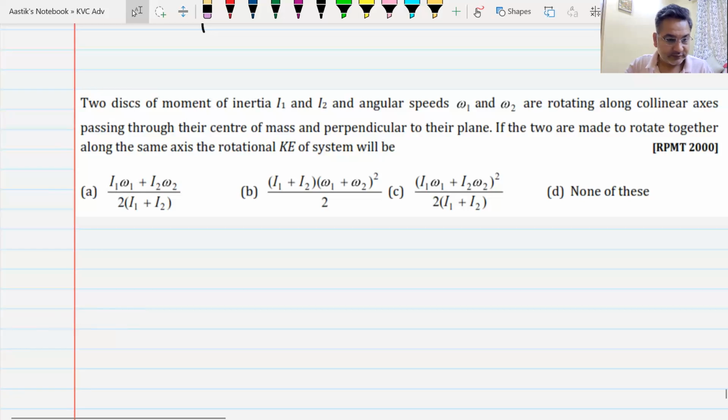You shall have 2 minutes. Make the best utilization of those 2 minutes. They have asked you the kinetic energy, not the angular velocity. So remember that.